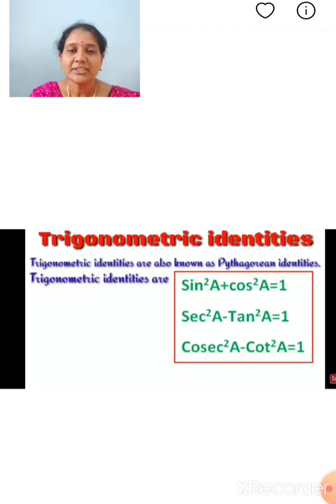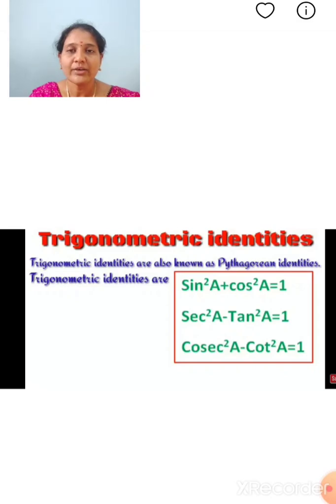So first one, sin square A plus cos square A is equal to 1. Second one, sec square A minus tan square A is equal to 1. And the third one, cosecant square A minus cot square A is equal to 1. These three are called trigonometric identities.